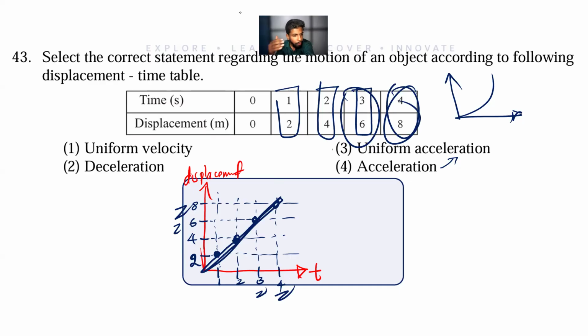Uniform velocity and uniform acceleration are totally different. Uniform velocity means velocity is not increasing. Acceleration means velocity is increasing. When you are moving in the car and you press the accelerator, the car will start to move with a higher velocity. Velocity will be increasing, 4, 8, 60, like that.